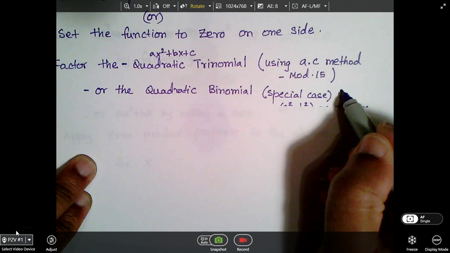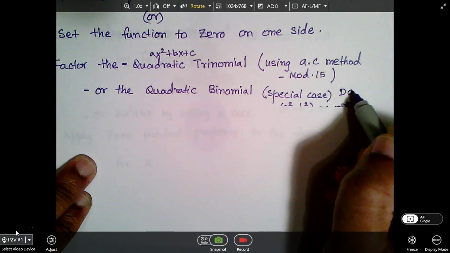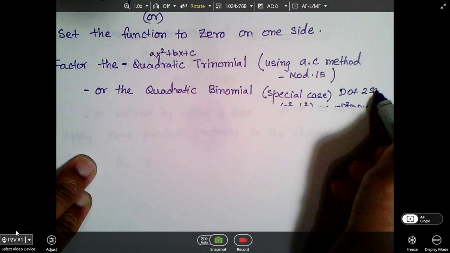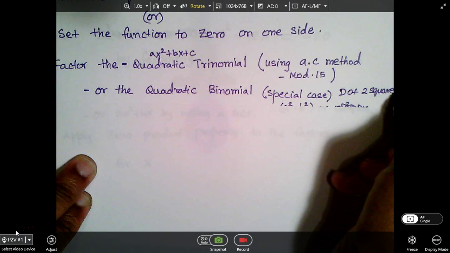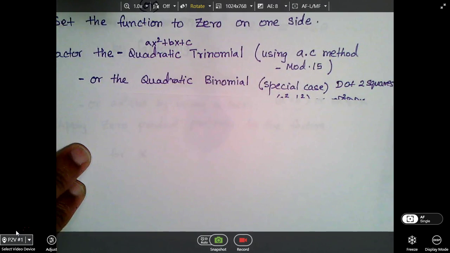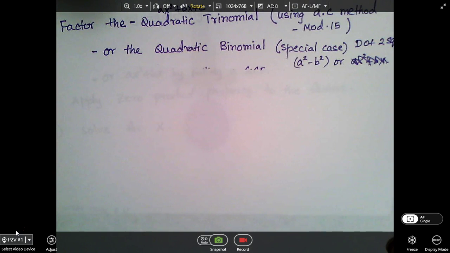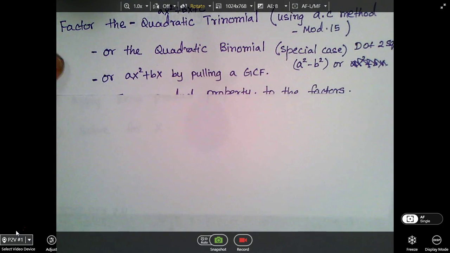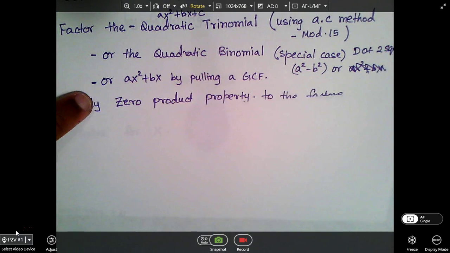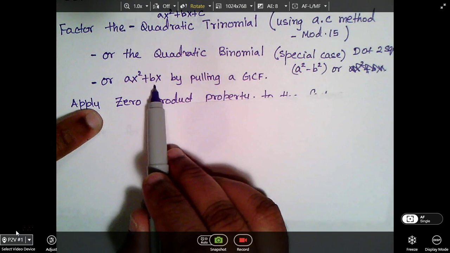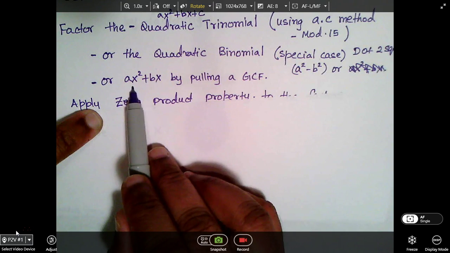difference of two squares, right? If it is difference of two squares, I could factor it as a plus b times a minus b. That also is there in lesson 15.4. You can go and watch the video on how to factor a special case. Or if your c term is missing, which is of the type ax squared plus bx, I could simply factor it by pulling a GCF.